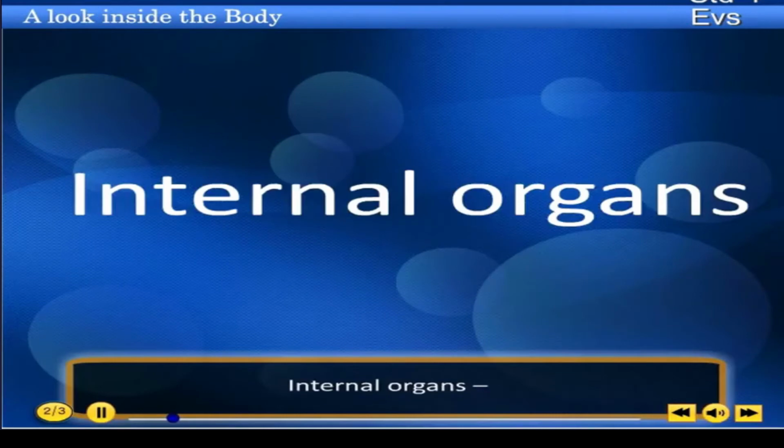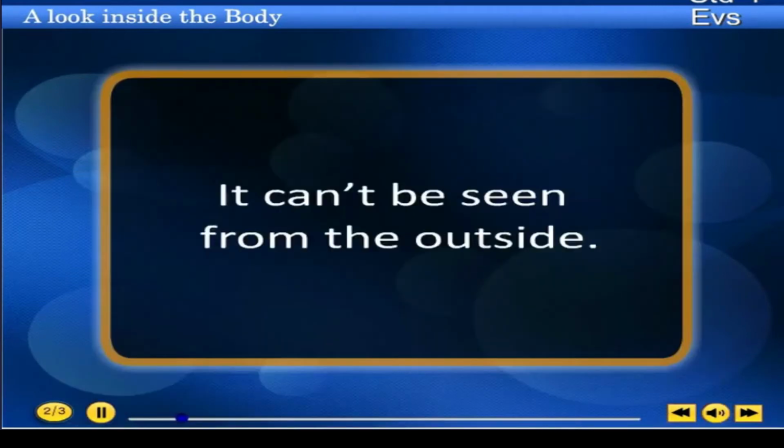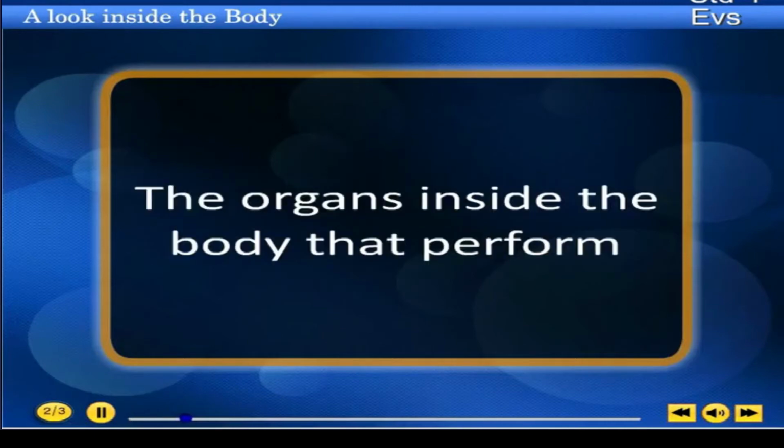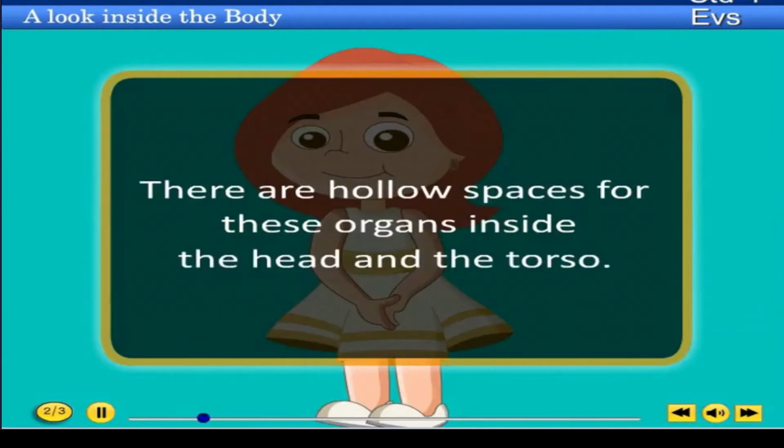Internal organs. An organ that is situated inside the body. It can't be seen from the outside. The organs inside the body that perform certain important bodily functions need to be secure. There are hollow spaces for these organs inside the head and the torso.